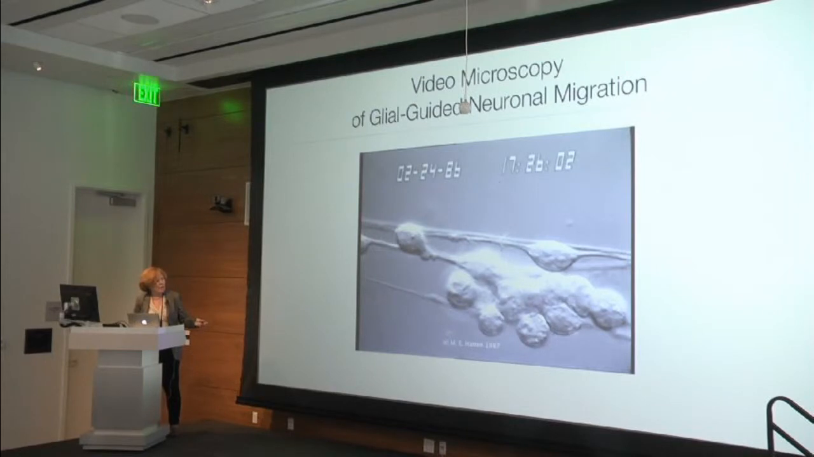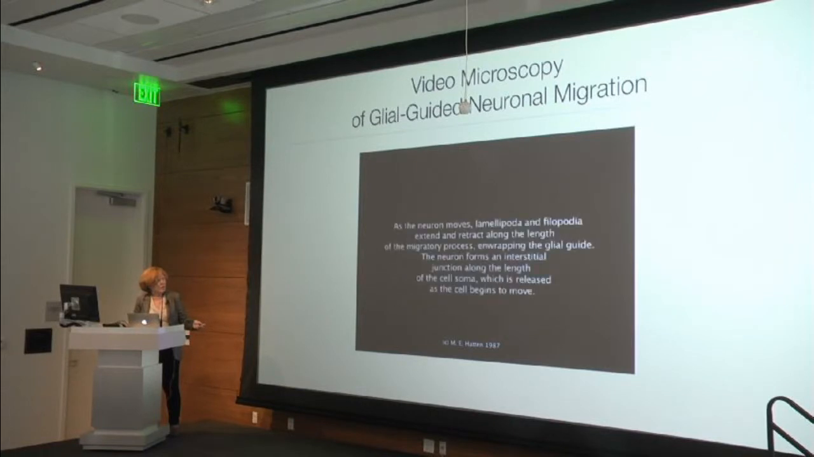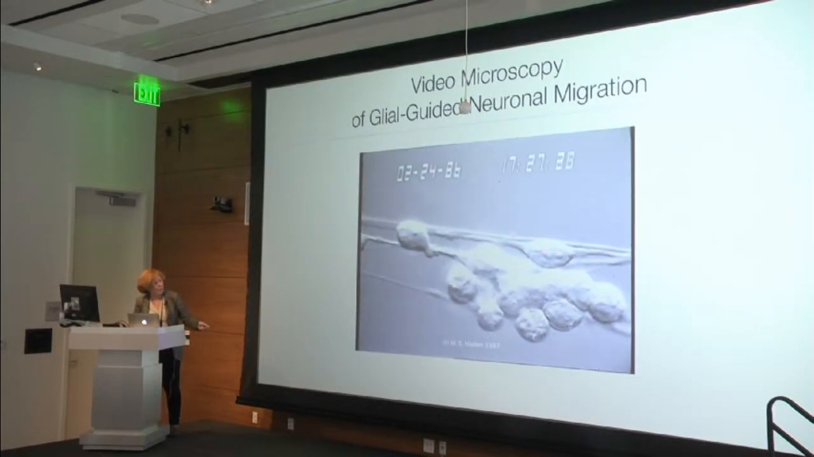This is an old movie, but I'm showing it just for fun because when we did it, there was no web. And now, since we can take the whole 6 gigabyte movie off, we can see the real details of migration. As the neuron moves, instead of a leading process, there are tiny little lamellipodia, just long enough to wrap around the glial fiber, and the neuron forms a junction underneath the cell soma. So here's the neuron here.